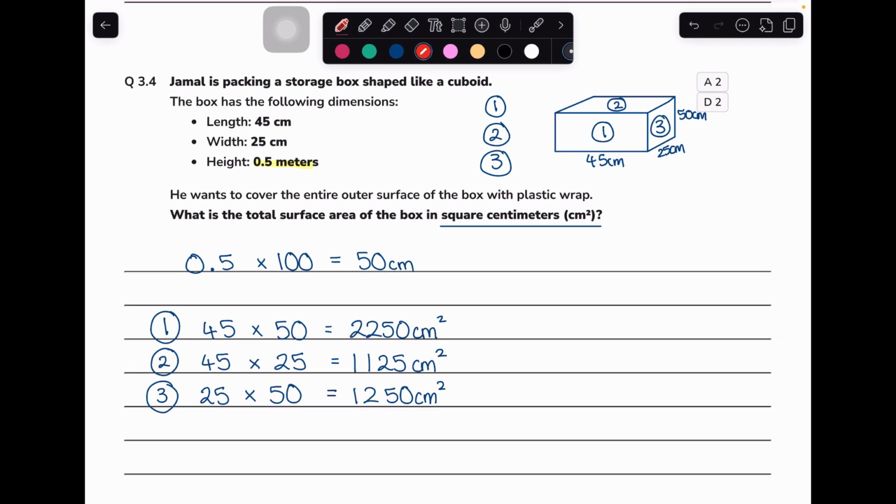So I need to find the total surface area. So what I need to remember is that all of these need to be multiplied by 2, okay? Because I have 2 of each. So here we'll have 4,500 centimeters squared. This one would be 2,250 centimeters squared, and then the last one would be 2,500 centimeters squared. Again, you just pop that into your calculator, or you can add it up manually if you prefer.